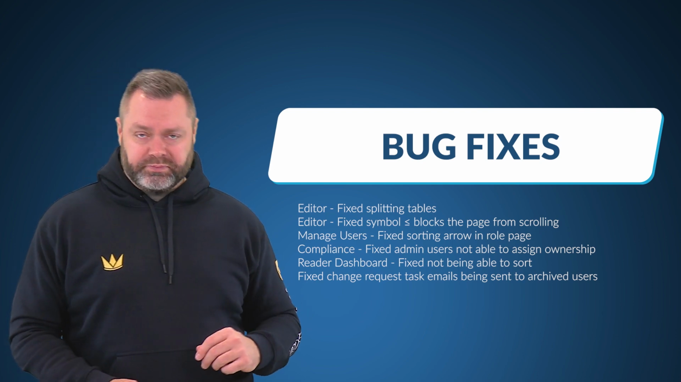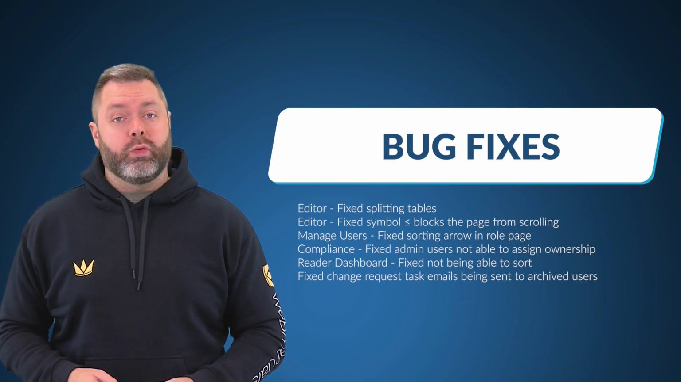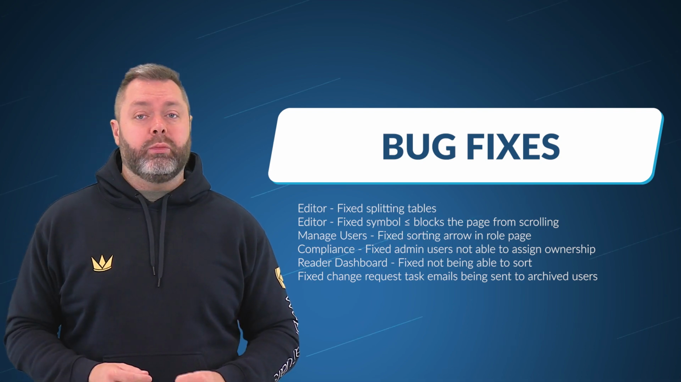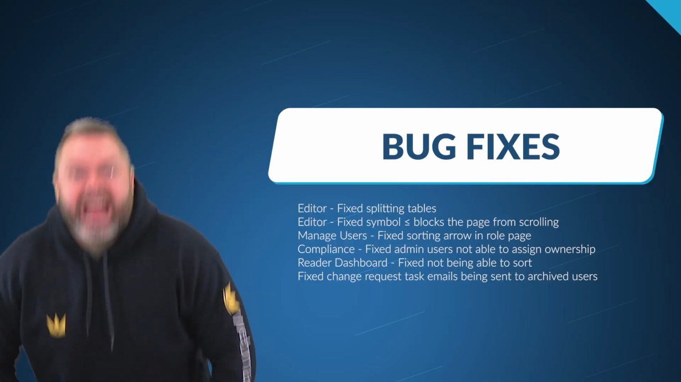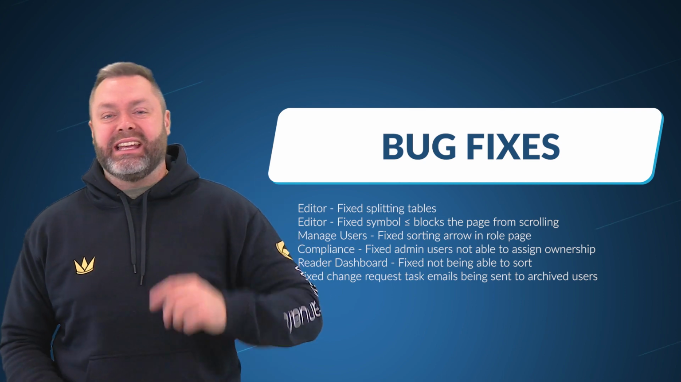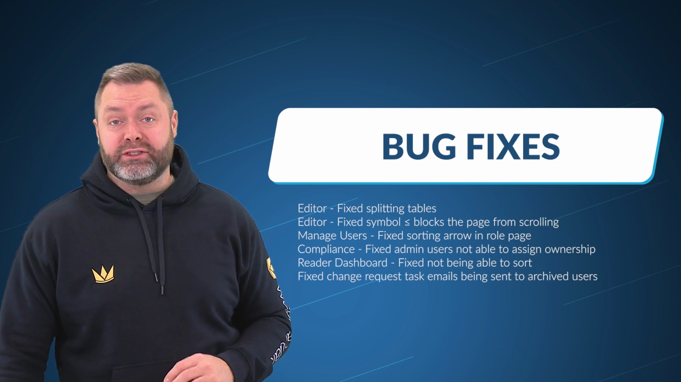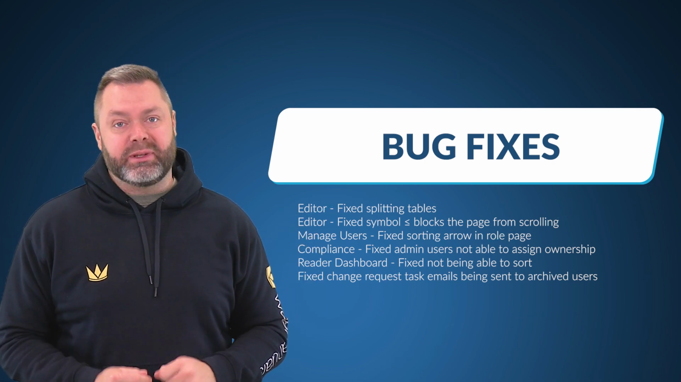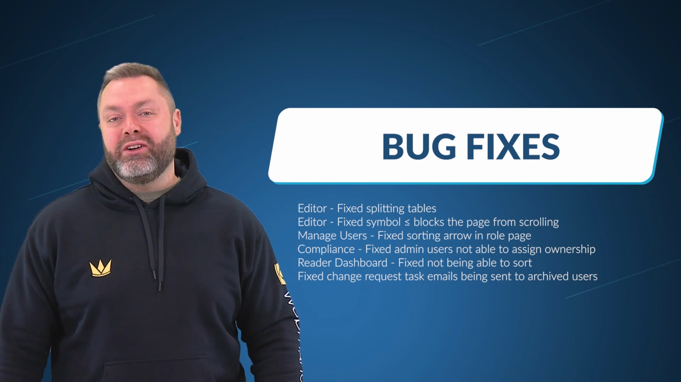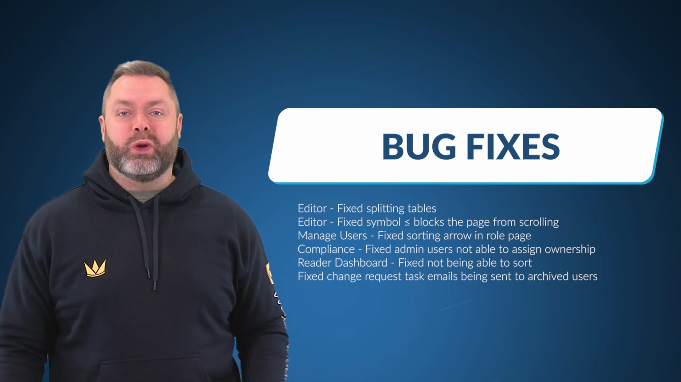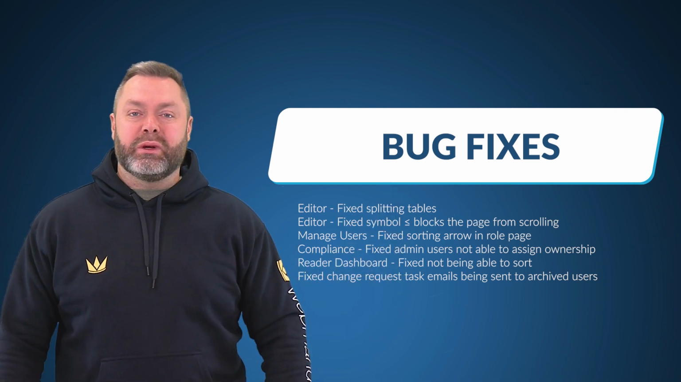In the reader dashboard, we have now made all the columns sortable, and the sorting should now also work, so that will help all of you working in that reader dashboard who want to be able to sort your data accordingly. And the last fix I have for you is for the change request emails. They used to be sent out to archived users, and that does not make sense because archived users should not be receiving emails. That's been turned off, so now the change requests will only go to people who are supposed to receive them. That's all I have for you in bug fixes.